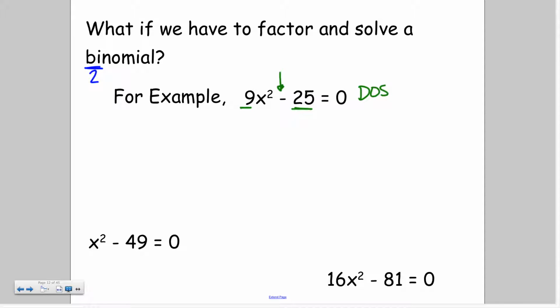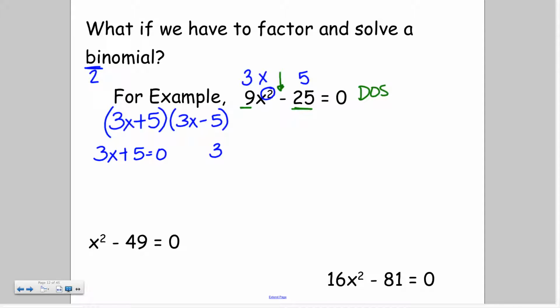If I'm looking at this, the square root of 9 is 3. The square root of x squared is x. And the square root of 25 is 5. Now I have my factors. So I have 3x, and remember, I need my numbers at the ends to be multiplied together and give me a negative 25. So I'm going to have a plus and a minus in there. Now I can set each of these equal to 0. This tells me I'm going to have 2 solutions. So I have 3x plus 5 is equal to 0, and 3x minus 5 is equal to 0.